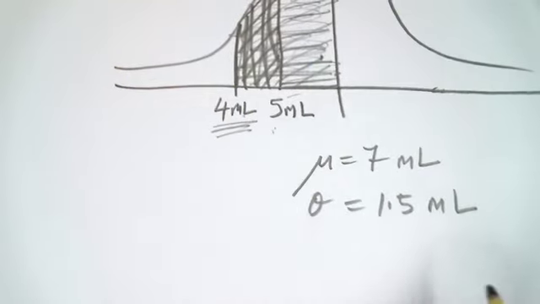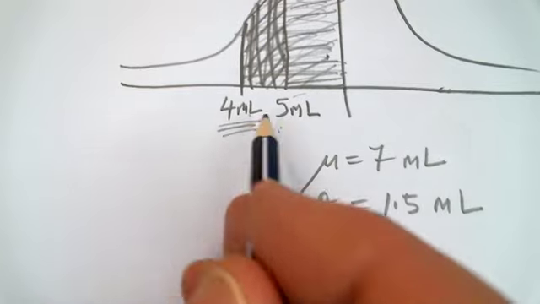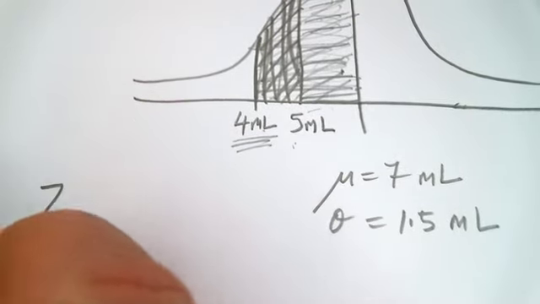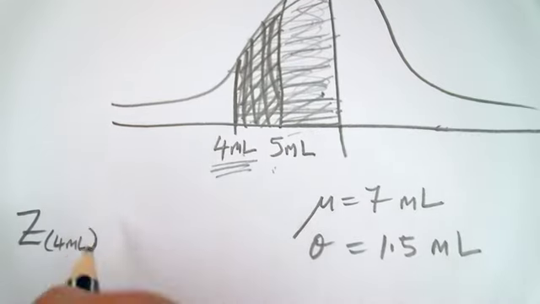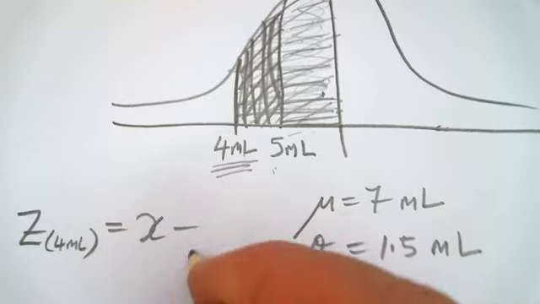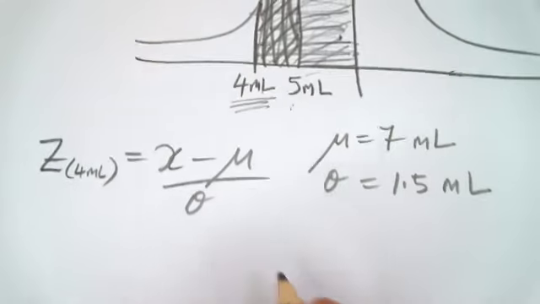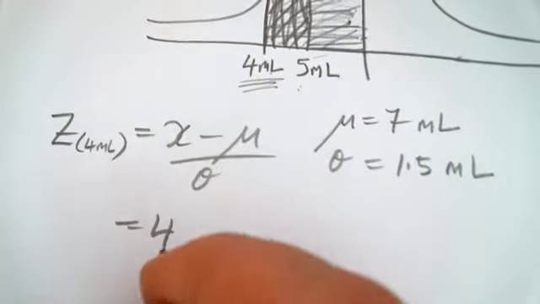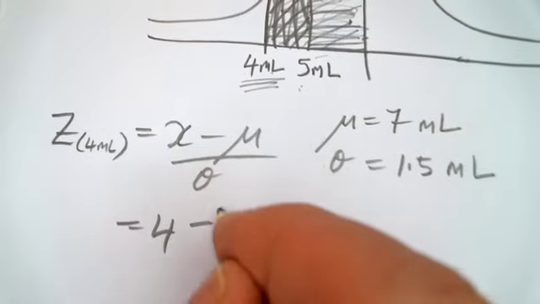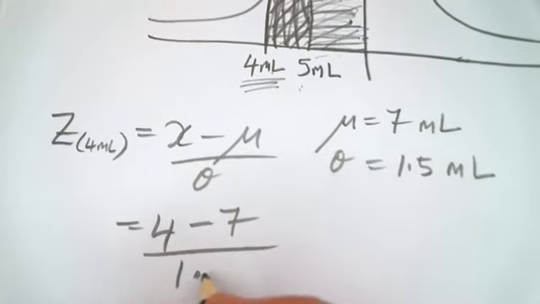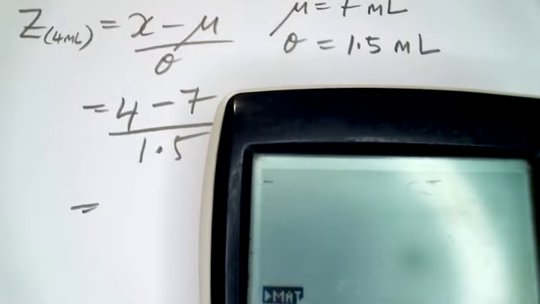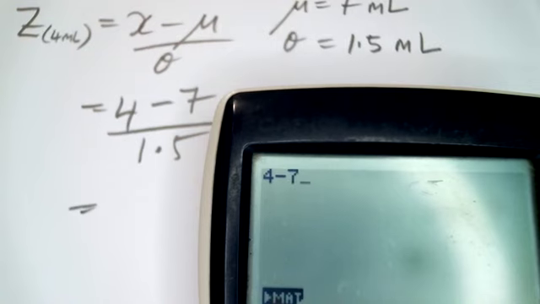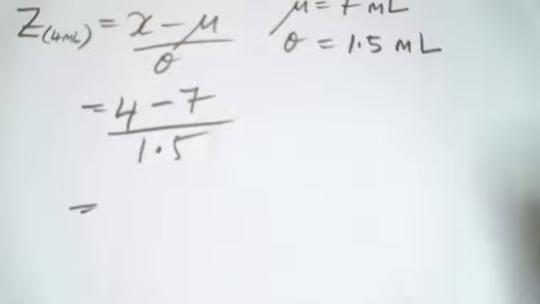Let's do that now. So we're going to take the Z-score for the 4 milliliters first of all. So I'm going to write Z, and I'll put little brackets, 4 milliliters, to remind me what we're finding here, is equal to X minus mu over sigma, which of course X in this case is 4, minus mu, which is 7, over 1.5. And that is going to equal, let's find out what the calculator says. It's 4 minus 7 divided by 1.5, which is -2.